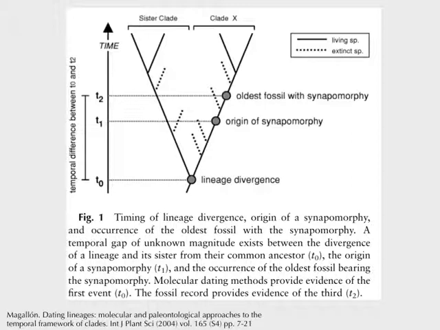Yep. Right. Yeah, so crown groups can include extinct stuff too. So Hawaiian honeycreepers are in crown group birds. Okay. Why does this matter?